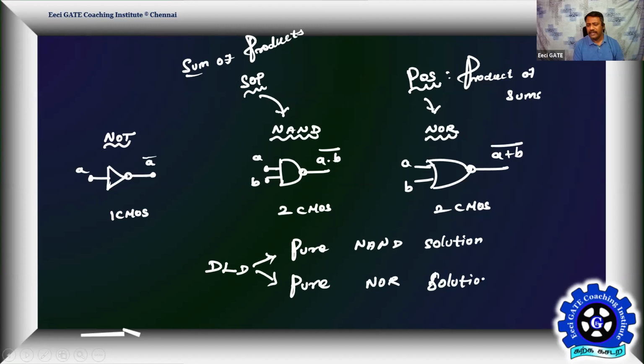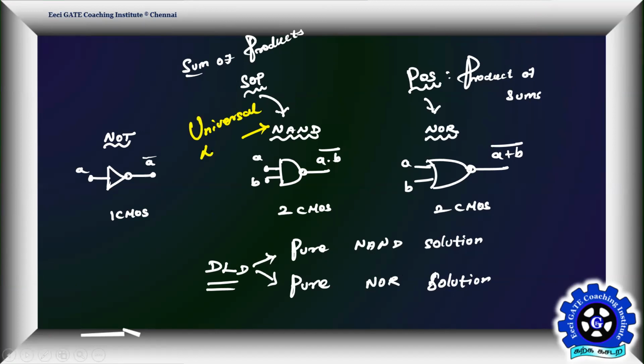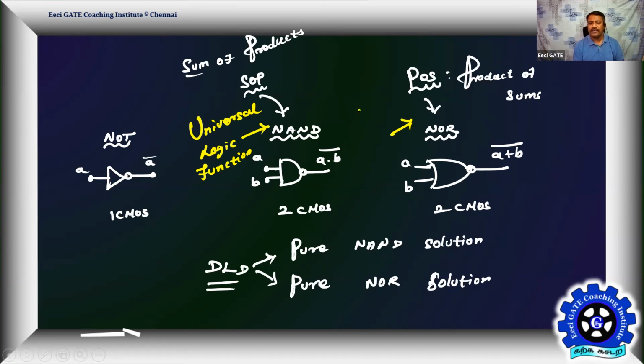So later, we want to implement any DLD. Any digital logic design, we're going to implement either purely by using NAND gates only or purely by using NOR gates only. Why? Because NAND and NOR are universal logic functions. Why are they called universal logic functions? This is a universal logic function. This is also known as a universal logic function. Why do we call them universal logic functions? Universal means widely used logic functions.